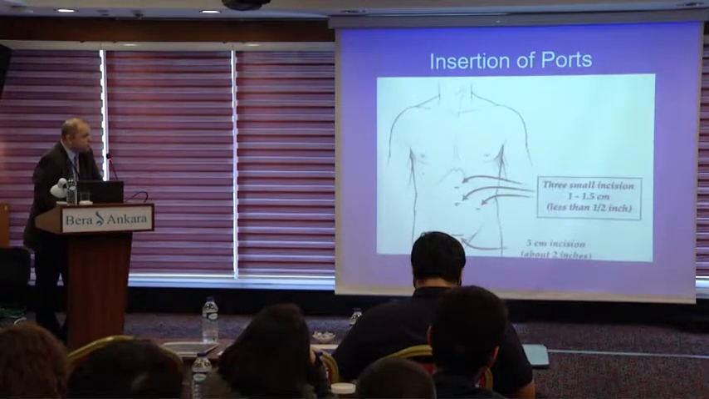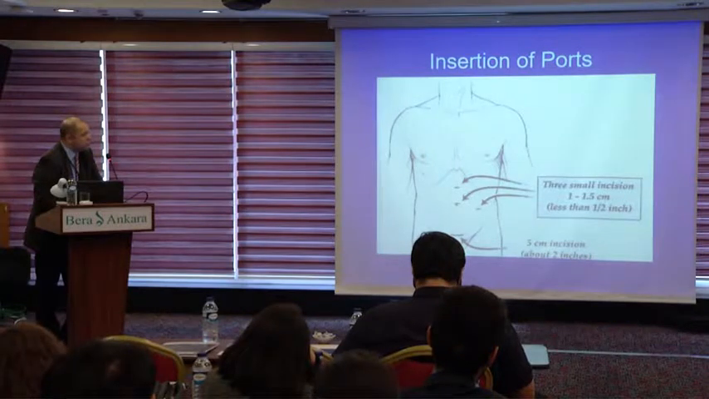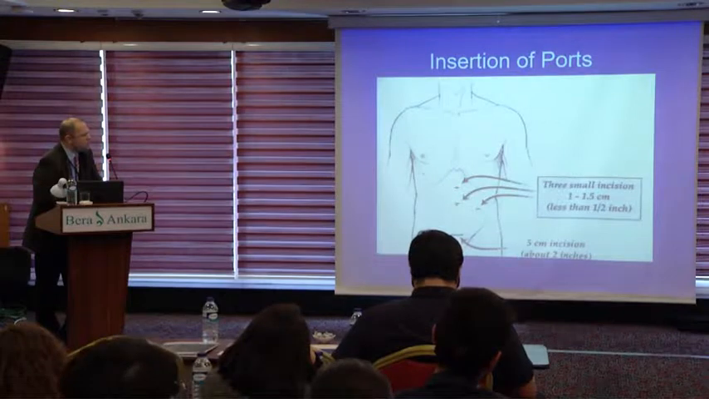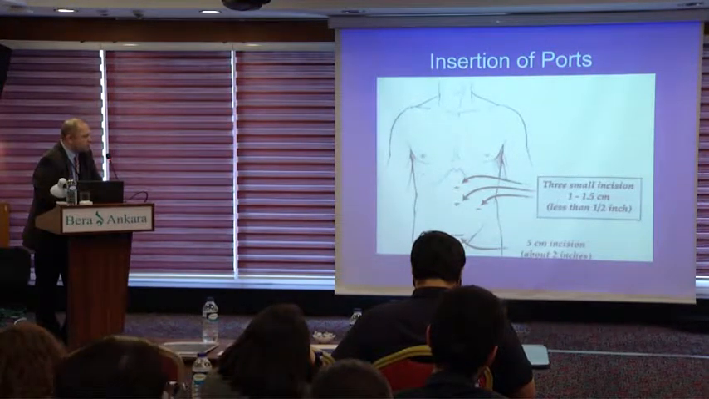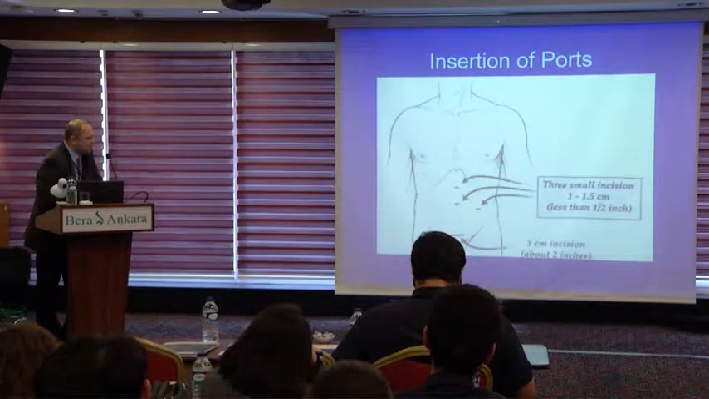In the three-port technique, and most urologists use this technique, you need only 3 small incisions, less than half an inch. Sometimes, if you are not able to remove the specimen, you can make another incision, like a Gibson incision. It's nearly 2 inches long.